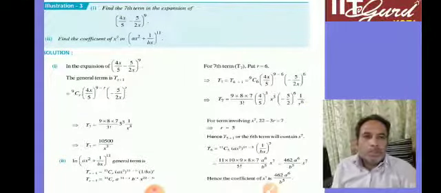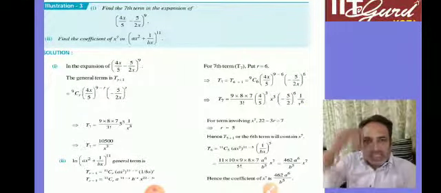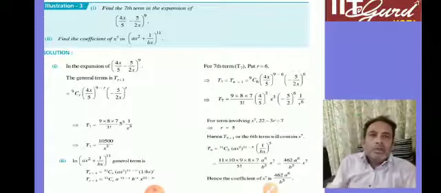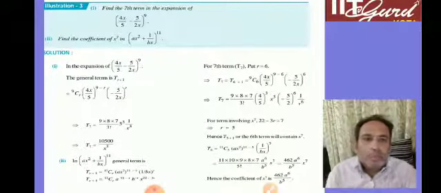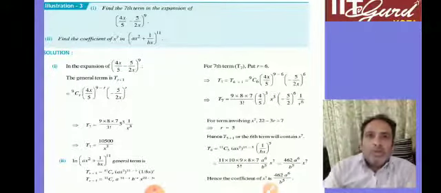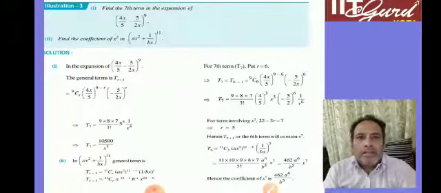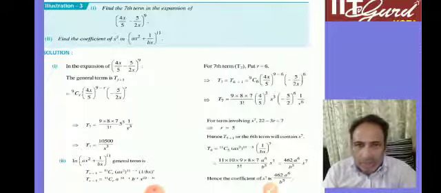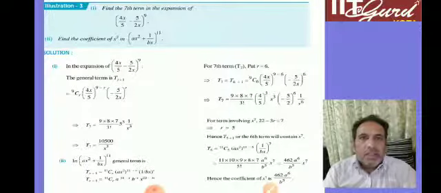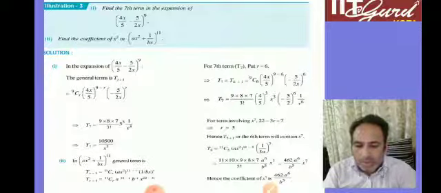So in the third illustration, we have to find the 7th term in the expansion of (4x by 5 minus 5 by 2x) to the power 9. And the second question: find the coefficient of x to the power 7 in (ax square plus 1 by bx) to the whole power 11. How to solve this? Let's see.